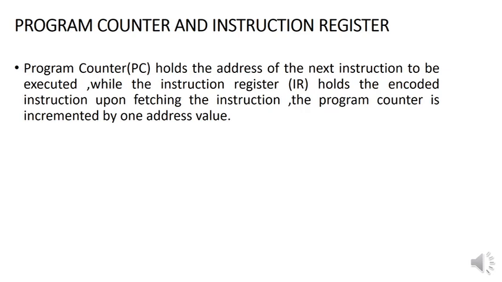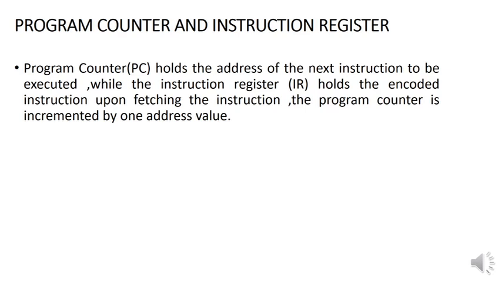But the instruction register encodes the instruction. That is coding the instruction, making it not exposable. So it encodes the instruction upon fetching it. Once it collects the instruction, it will encode it. The program counter is incremented by one address value. 1, 2, 3, 4, 0, 1, 2. That's how the program counter is. It's incremented by what? By one address value.